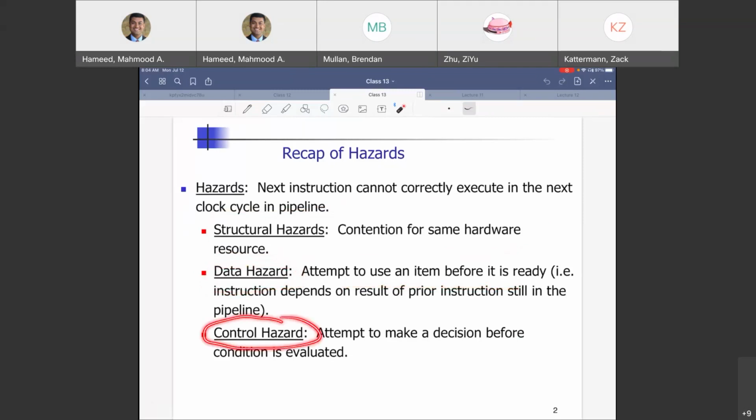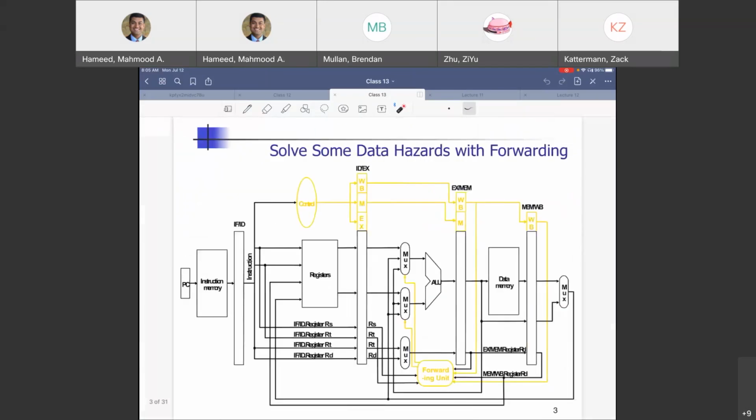Control hazard has to do with branching instructions or decision making. Attempting to make a decision before the condition is evaluated, right? So for example, when you're doing a branch when equal or branch when not equal, you have to check the contents of the registers first before you can actually update the program counter appropriately. But the problem was that because we were doing pipelining, we were already running the next instruction. We had already put the next instruction into the pipeline before that condition got evaluated, right? So that was what we were doing. So what are the repercussions of that? We'll talk about that during the branch penalties discussion.